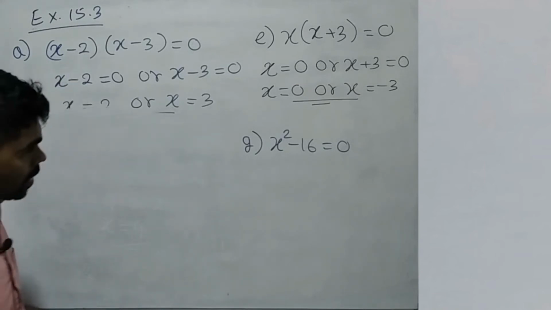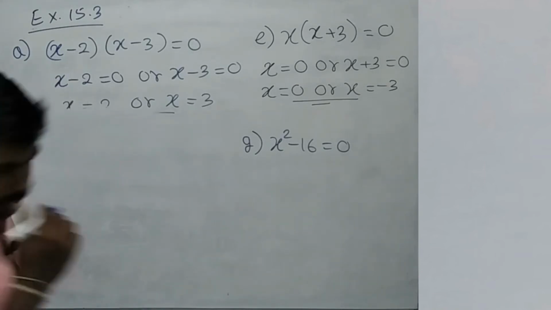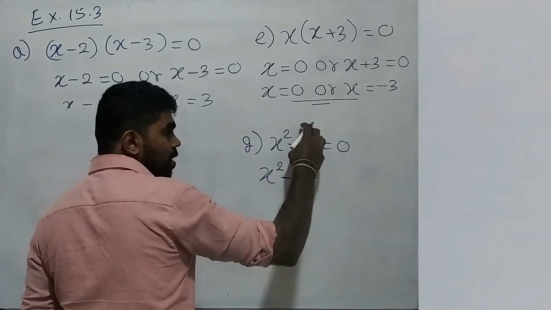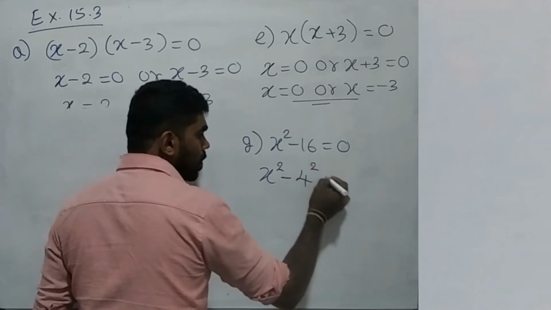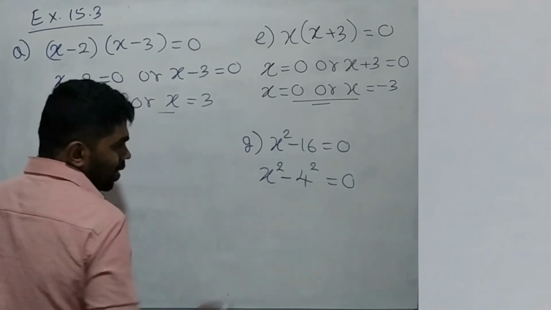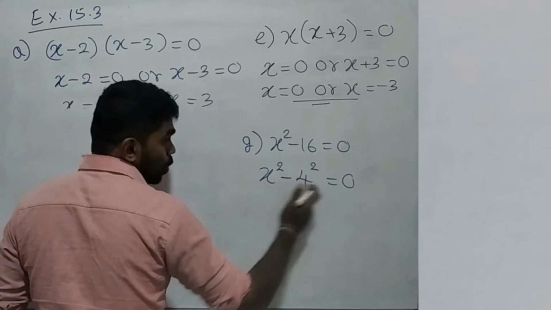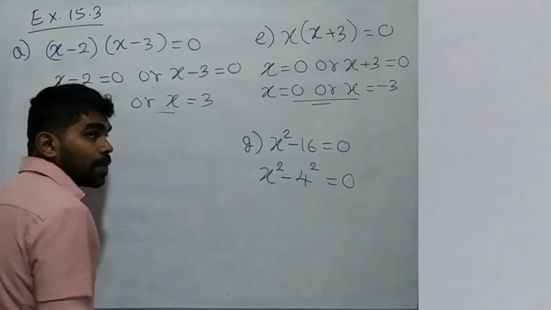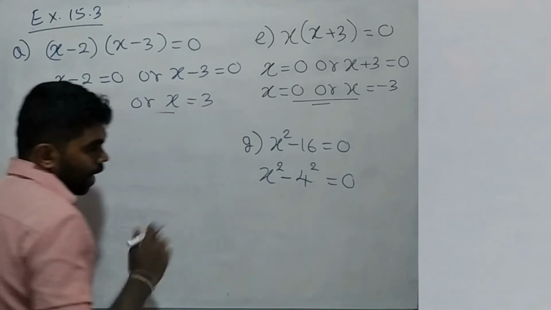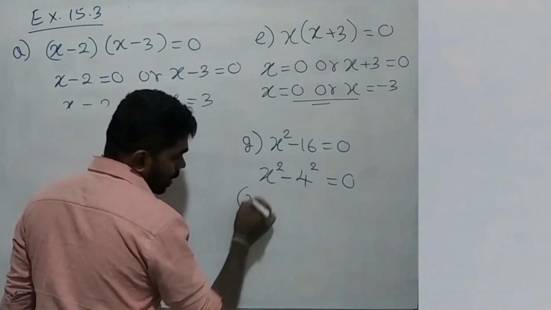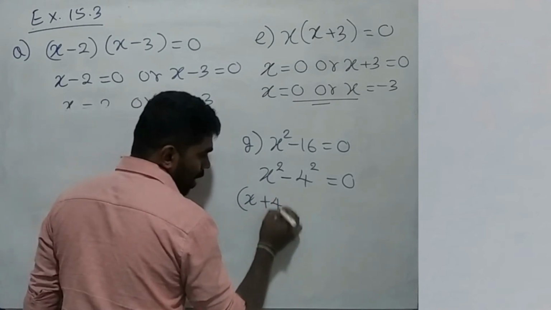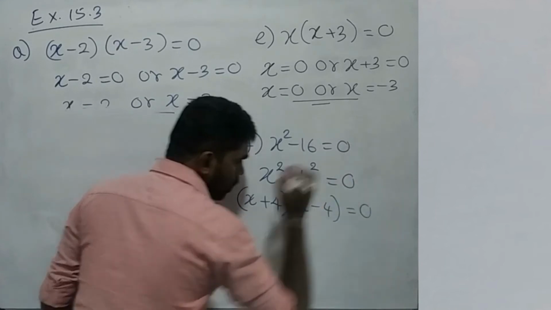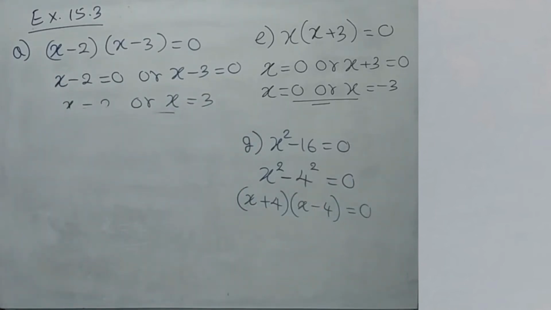We can write 16 as a square term. x squared minus 16 is x squared minus 4 squared equals 0. Now there are two square terms and there is a minus mark. There is a difference between two square terms. Therefore, we can write factors. The first factor is x plus 4. The second factor is x minus 4. We have studied this in previous sessions.